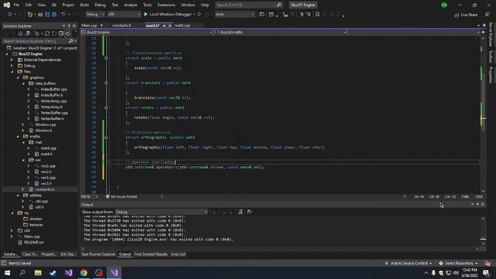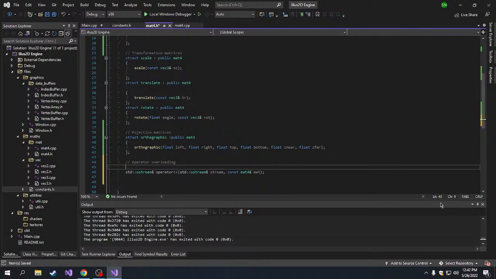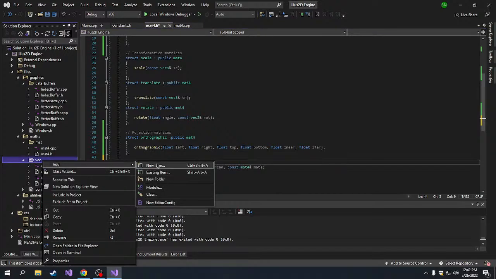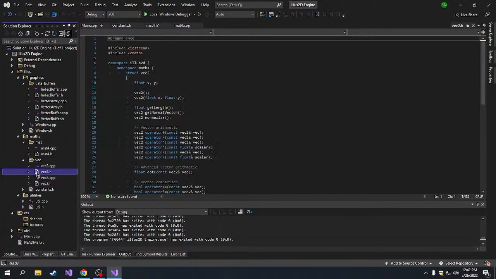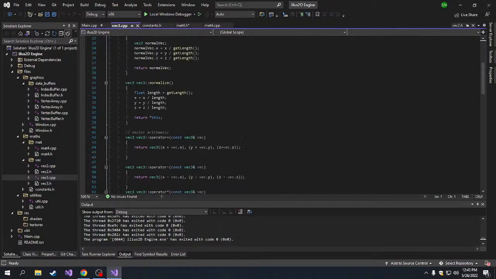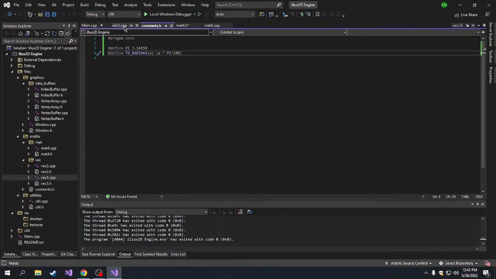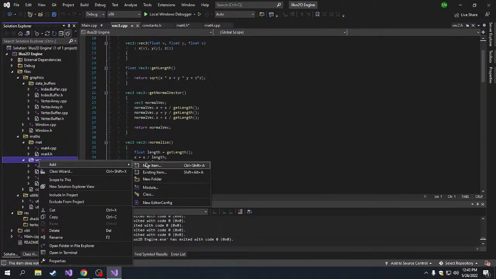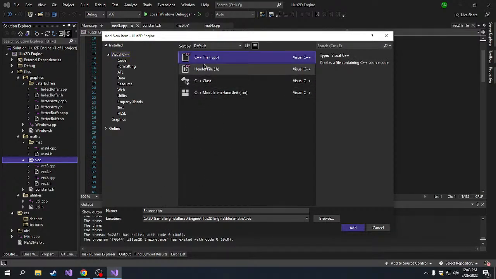I'll make a function that's going to return a vector 4. Actually, for that we'll need a vector 4, because we have a 4x4 matrix and we don't have a vector 4 class yet. So I'll probably just make a vector 4 class. You know, why not? It's going to take some time though. Should we do it? I mean, we can do it. It's not a big deal. Yeah, let's just do it. Let's make this the best maths library ever.